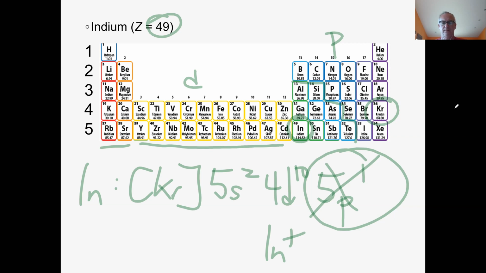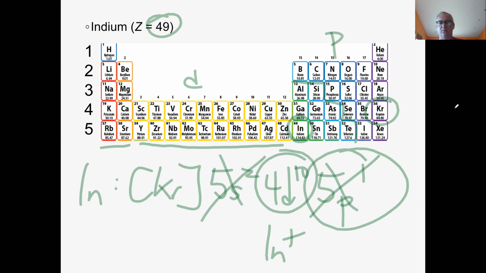Wouldn't it also lose 5s2? Exactly. It could lose both. It could lose the P and the S. And remember, that gives us what was called a pseudo noble gas configuration, because basically it's cleared out the entire fifth level. So the fifth level is now empty, but it does have the 10 here.